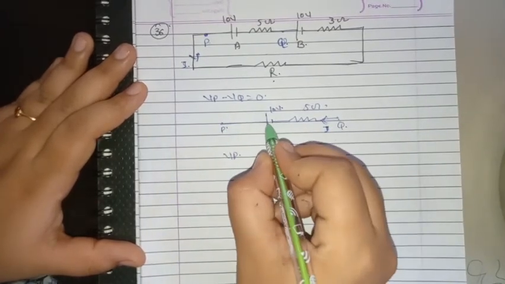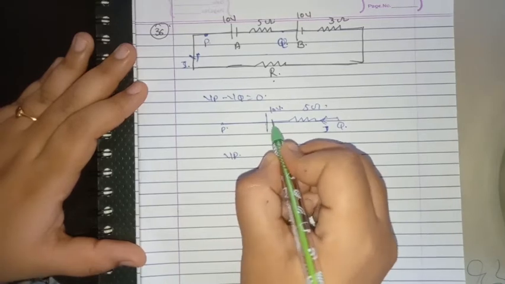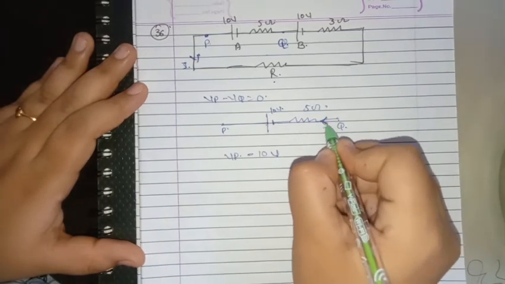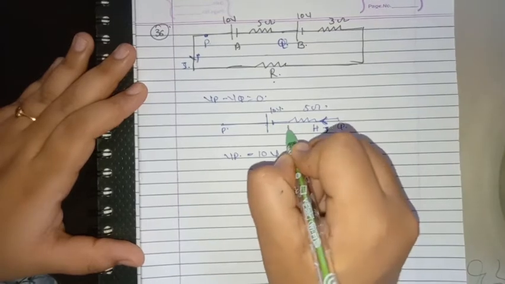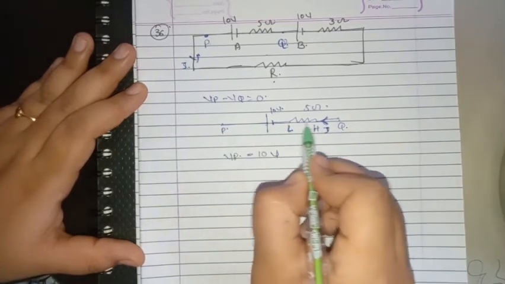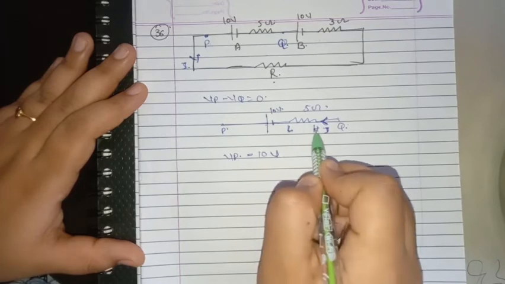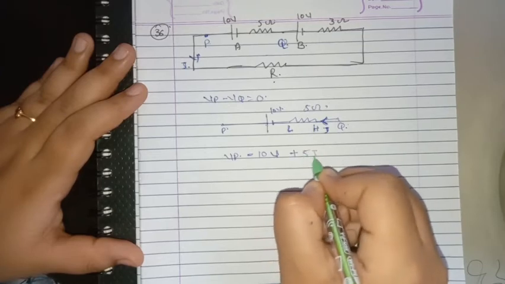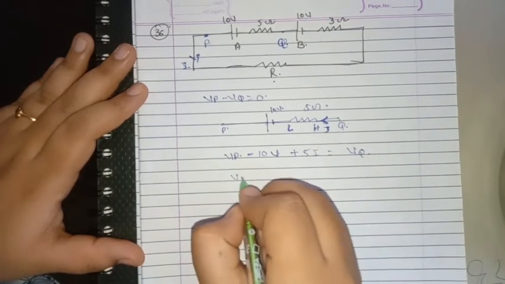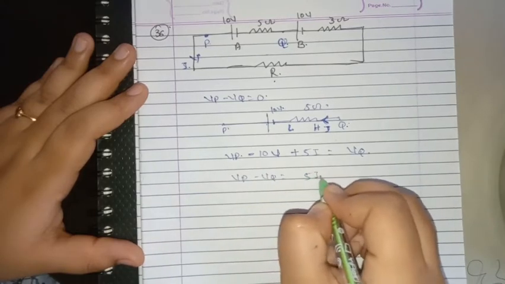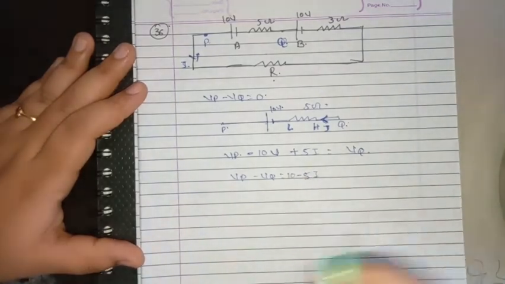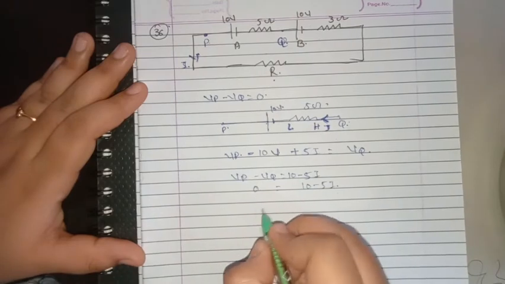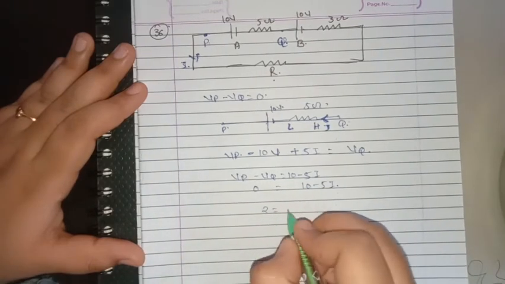We are moving from positive to negative terminal, that means from high potential to low potential of a battery. So we are losing potential by 10 volt. Current is flowing in this direction, so this is the high potential point and this is the low potential point. We are moving from P to Q, so we are moving from low potential to high potential. So we are gaining the potential by 5I. So it is 5I is equal to Vq. So Vp minus Vq is equal to 10 minus 5I. But Vp minus Vq is equal to 0, so 0 is equal to 10 minus 5I. So we can write I is equal to 2.